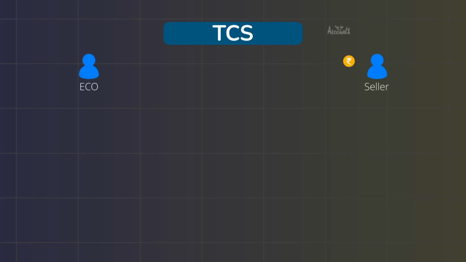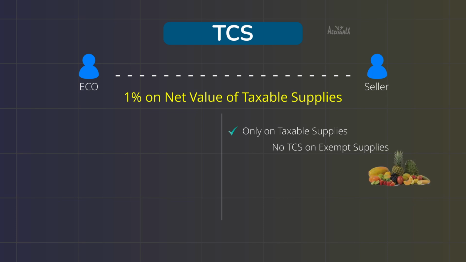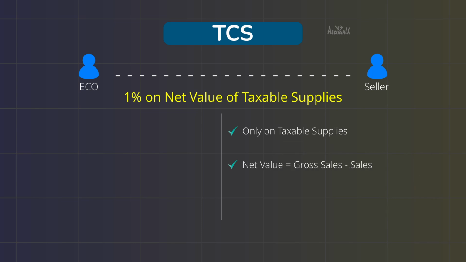Let's first talk about TCS. The e-commerce operator is required to collect tax called TCS at 1% of net value of taxable supplies. That means TCS is applicable only on taxable supplies, so no TCS on exempt supplies. So if you are into supply of vegetables, fruits, etc., no TCS for you. 2. Then net value here is gross sales as reduced by sales return. 3. There is no threshold limit. That is, irrespective of the value of the supply, the e-commerce operator is required to collect this tax called TCS.